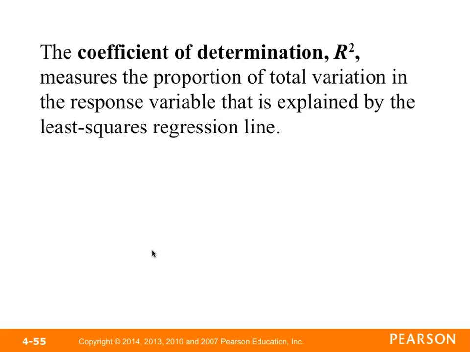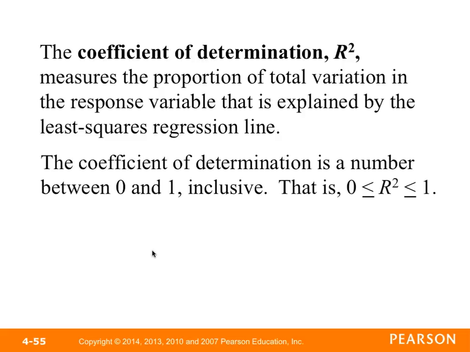Okay, section 4.3 is all about the coefficient of determination. So objective 1 is to compute and interpret the coefficient of determination. The coefficient of determination is normally denoted with r squared. It measures the proportion of total variation in the response variable that is explained by the least squares regression line. The coefficient of determination is a number between 0 and 1 inclusive. That is to say that 0 is less than or equal to r squared, which is less than or equal to 1.